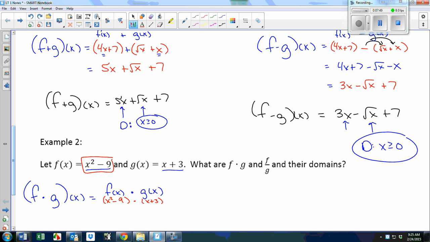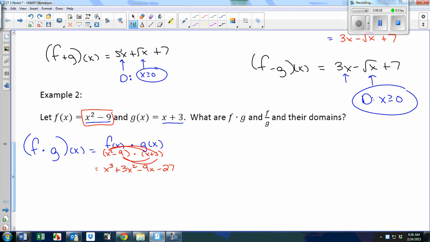FOIL, right? So FOIL. This is the only algebra intensive portion. I mean, it's not that bad, right? x squared times x is x cubed. x squared times 3 is 3x squared. Negative 9 times x is negative 9x, and negative 9 times 3 is negative 27. And you found the combined function.